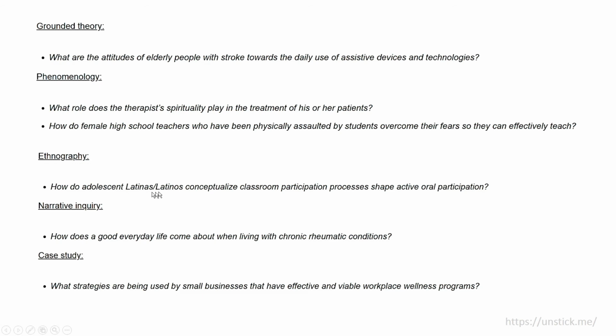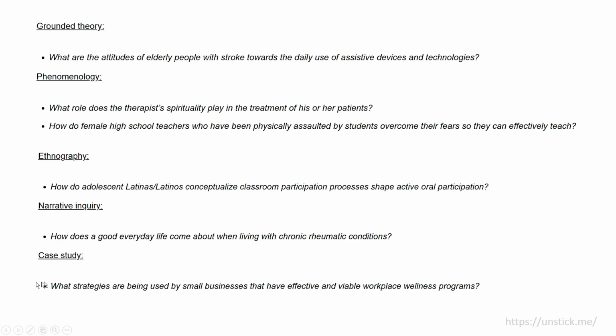We also have here narrative inquiry. How does a good everyday life come about when living with chronic rheumatic conditions? So narrative inquiry kasi it focuses on stories of people. So kaya ganyan lang din yung paggawa ng research question. For case study, you are investigating a certain issue. That is a case study. A certain case, such as yung merong issue about maraming na-rape. So, this is case study and you're going to conduct a systematic investigation about that.